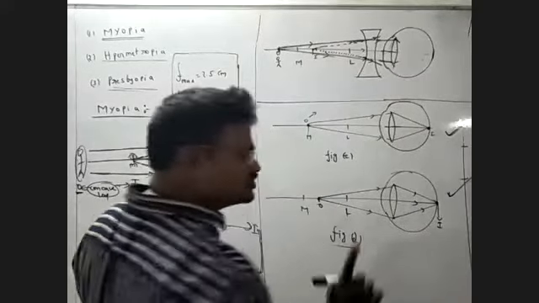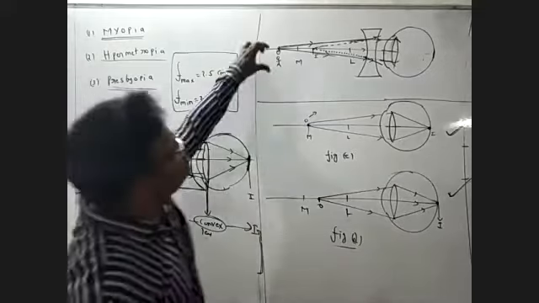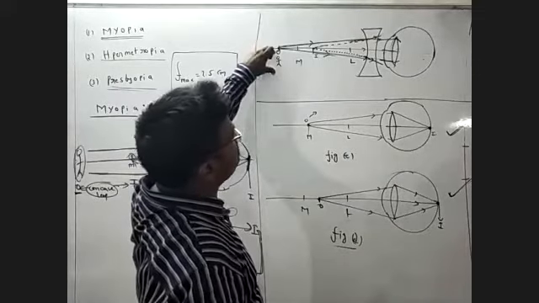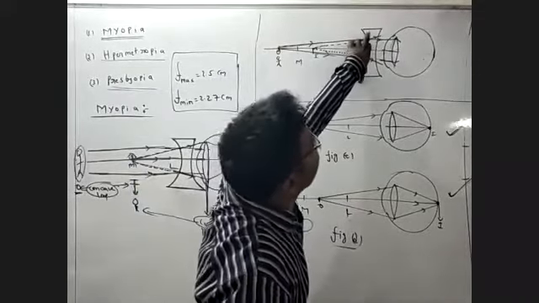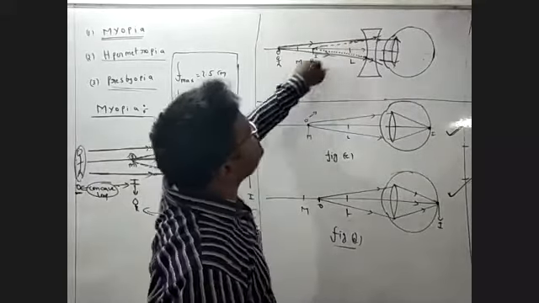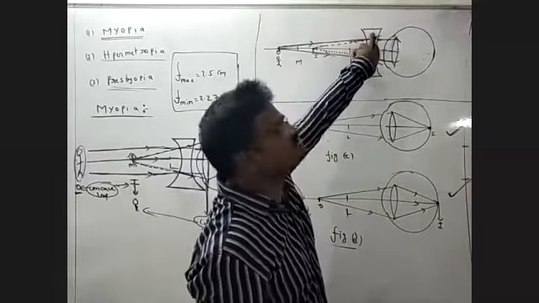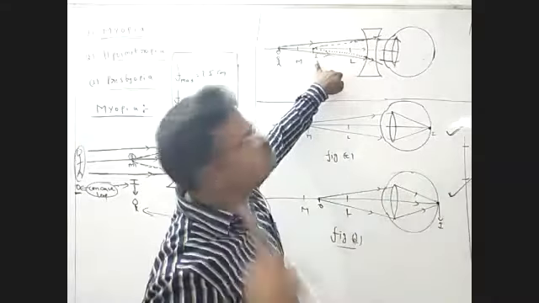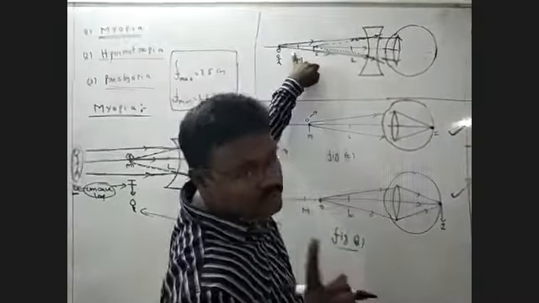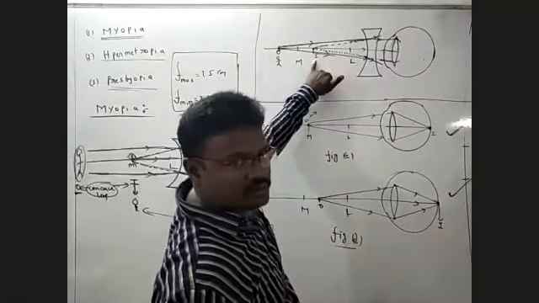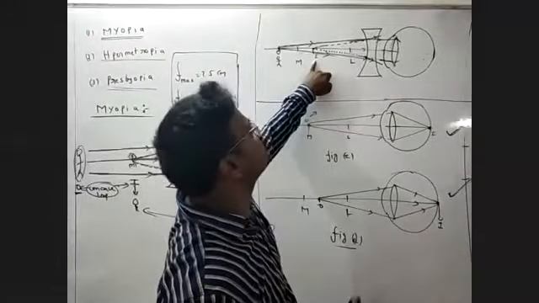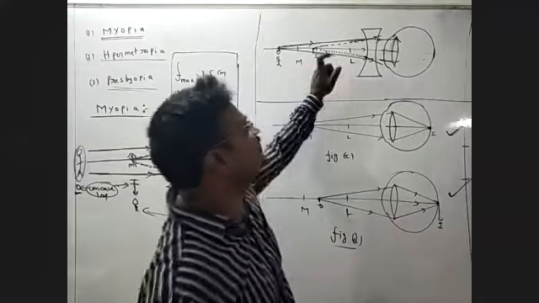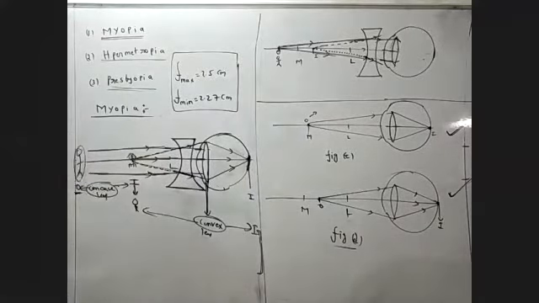So what is the condition? This is the object for this concave lens, and this is the image for this concave lens. But where is the image? The image of the object should be placed on M, or between M and L, and the condition is verified.